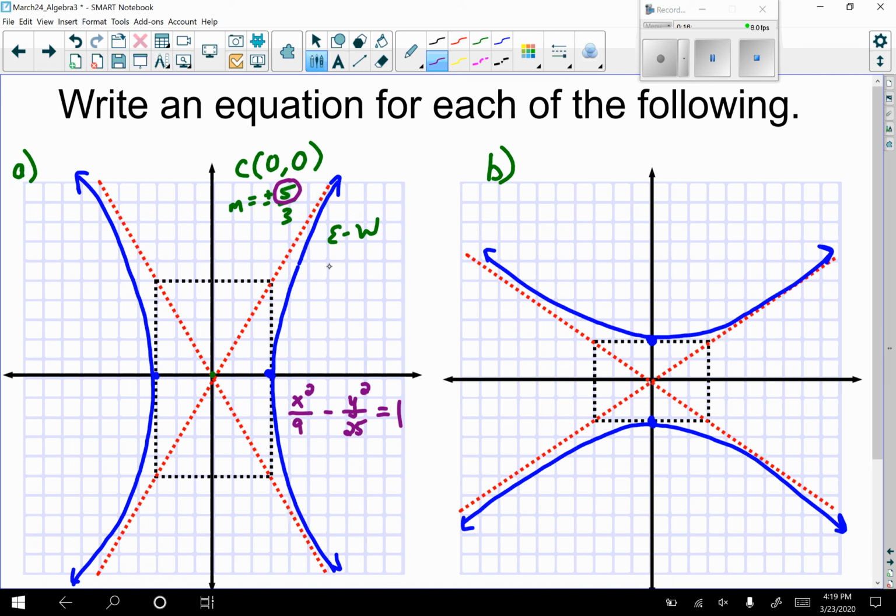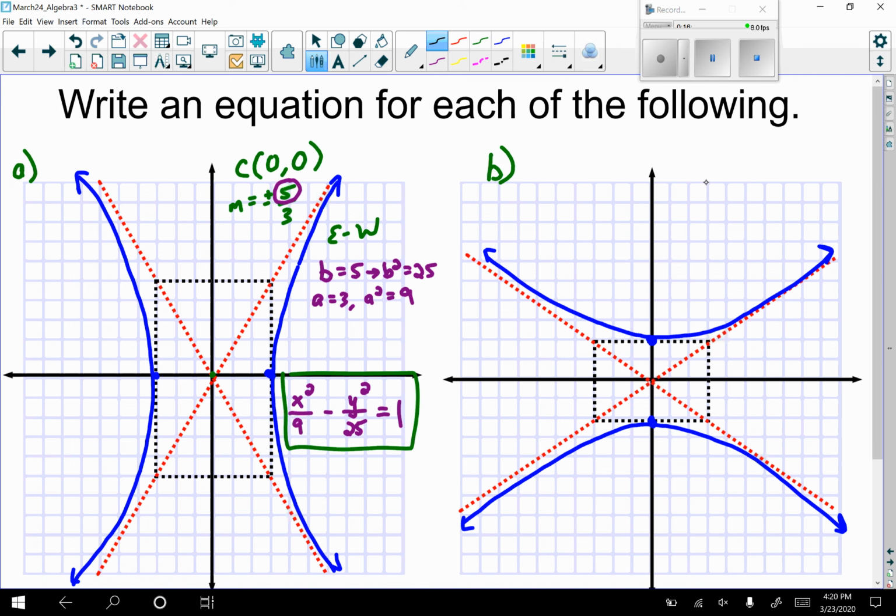So you just have to figure out, this tells us b is 5. So b squared is 25, and that goes under the y. A is 3, so a squared is 9, and that goes in our first denominator. So this right here is our equation. Again, you can check on Desmos and see if you get the same result.